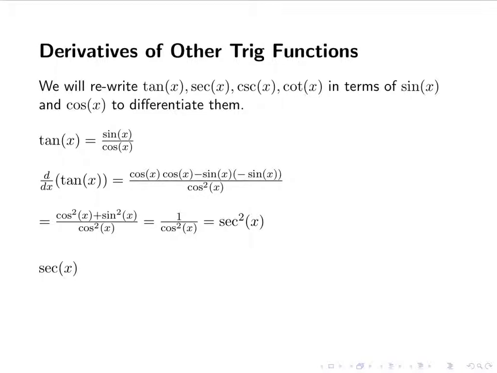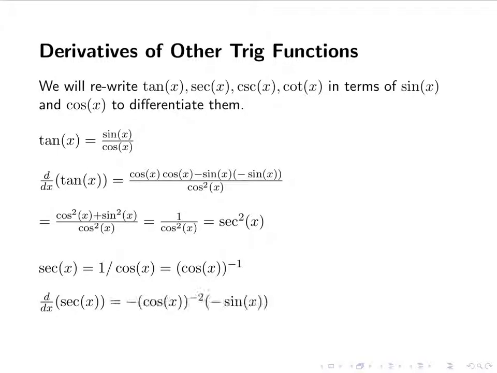And next we're going to look at secant. We're going to remember that secant by definition is 1 over cosine of x. And then I'm just going to rewrite that as cosine x to the negative 1. And so I'm going to use the chain rule here. I have a function being raised to a power. So when I differentiate secant, I bring down the negative 1, raise my function to the negative 2, and then multiply by the derivative of that function. So I get negative cosine of x to the negative 2 times negative sine x.